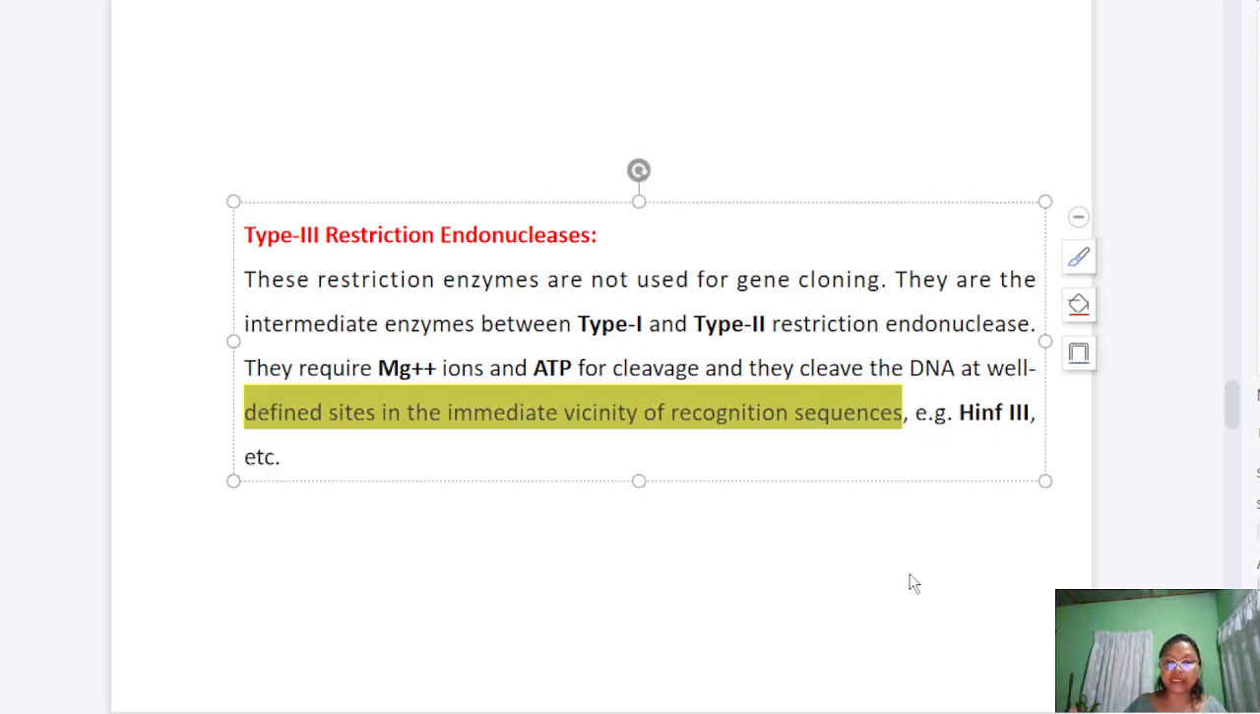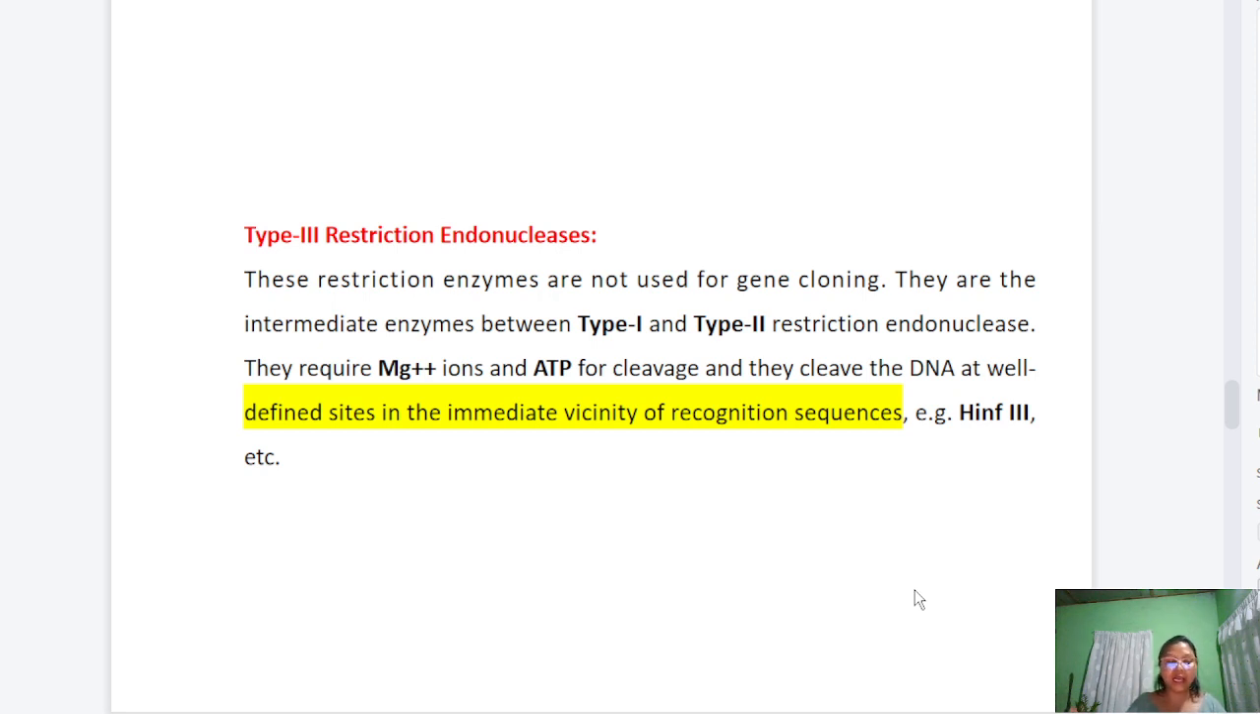If you remember, type 1 identify a recognition site or a target sequence, but basically they are going to cut 1,000 base pair away. Whereas the type 2 restriction enzyme, wherever they identify the target site, is exactly going to cut at that specific position. Whereas the type 3 are going to cut very close, say for example 26 base pair away, not exactly at the same site. I hope you get the difference between the three of them. The example of a type 3 is HindIII enzyme.